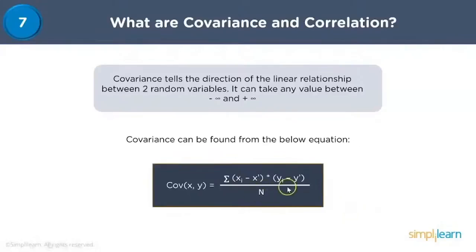So below you can see the formula to calculate the covariance. So you have summation xi minus x bar or x dash here represents the mean, xi represents the individual points, then this is multiplied by yi minus y dash or the mean of y divided by the total number of observations.